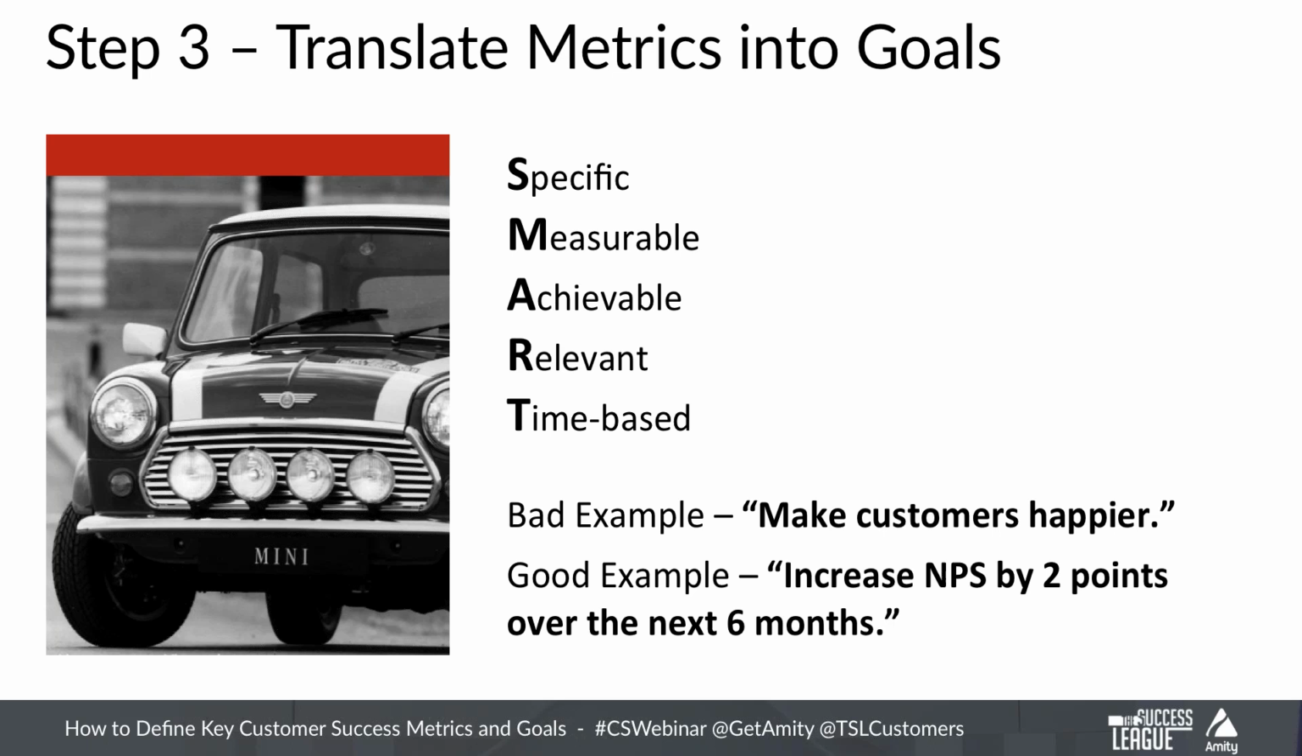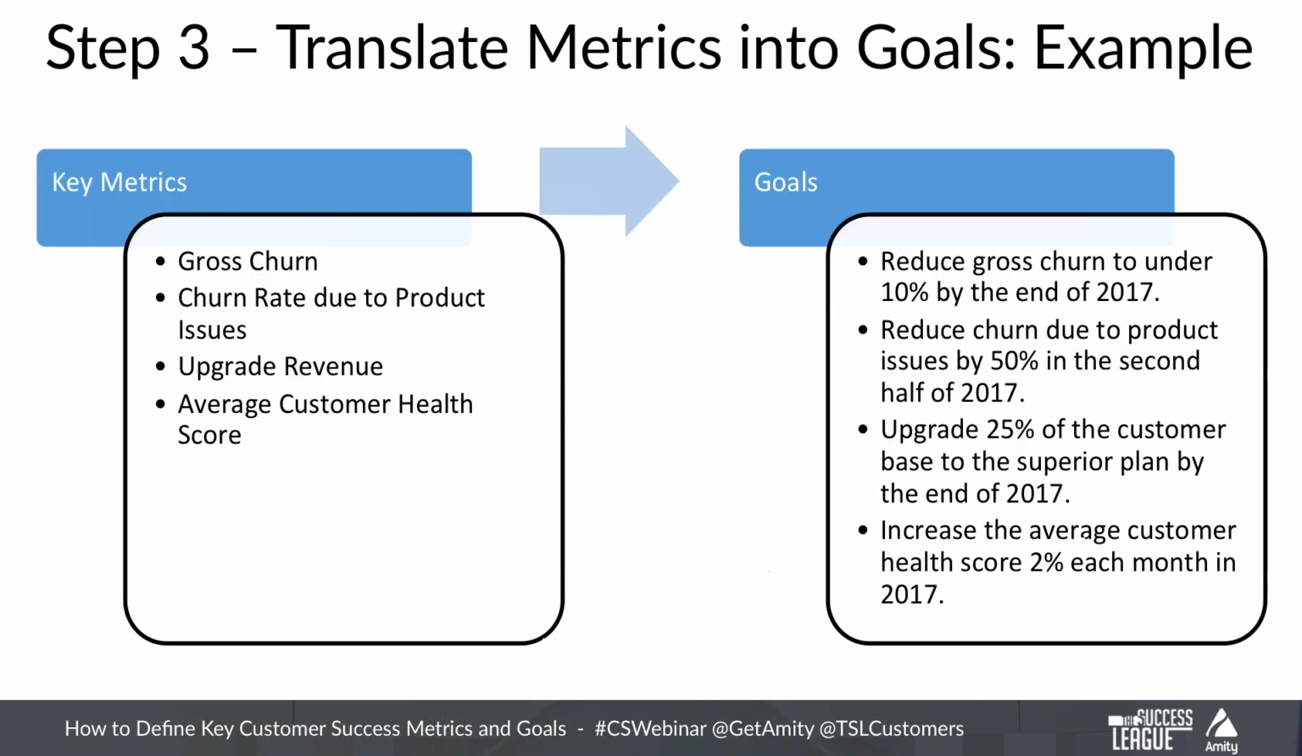But basically, a bad example is we want to make our customers happier. It's super fluffy and not really a great concrete goal to give your team. A better example is increase NPS by 2 points over the next 6 months. So that's an example of a SMART goal. So what you want to do is translate your metrics into goals by looking at what your metrics are and then coming up with SMART goals related to those. So here's some examples of these.